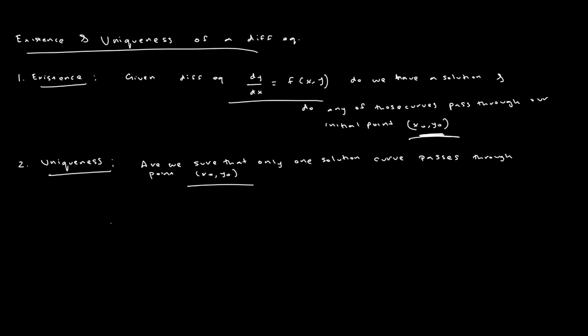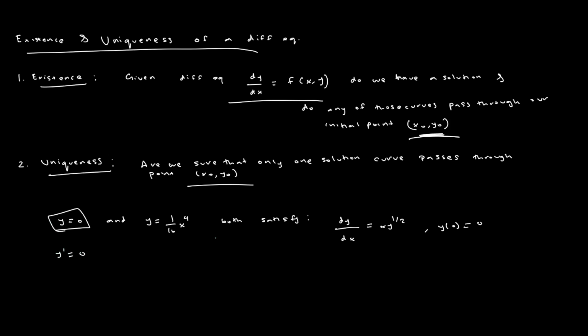An example of that is the equation y is equal to 0 and y is equal to 1 over 16 times x to the power 4. Both satisfy our diffie-q, or our initial value problem of dy over dx is equal to x times y to the power of 1/2, and the initial condition of y of 0 is equal to 0. And let's just work through it. So y is equal to 0 means y prime is equal to 0. And so dy over dx is always 0. And so this is true trivially. And then, we already got the satisfaction of the initial condition.